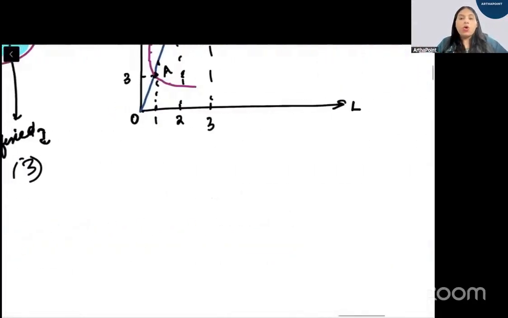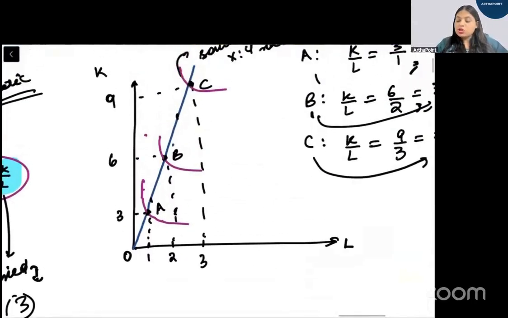So this is a homothetic production function, which says that when you pass a ray through the origin and then you find MRTS, whether you find the MRTS at point A, point B or point C, you will notice that the MRTS is coming out to be the same. Okay, this is a homothetic production function.